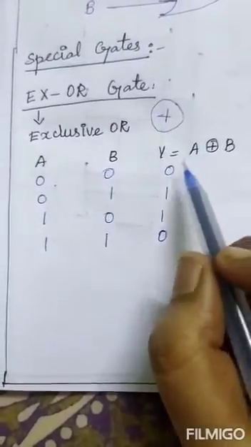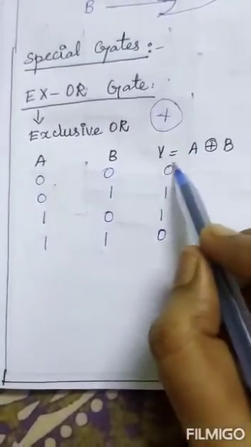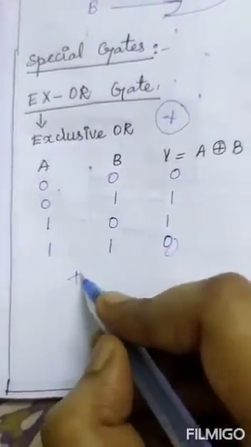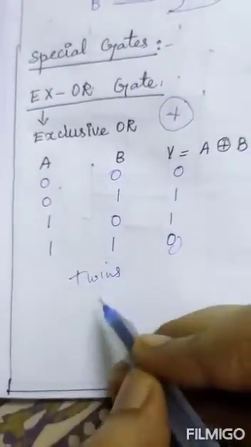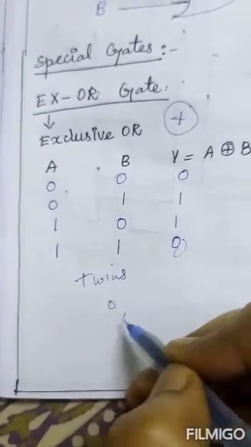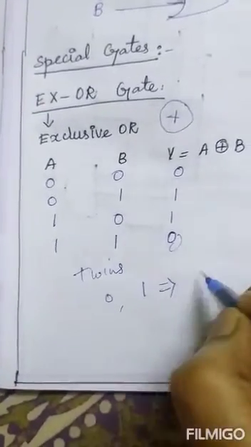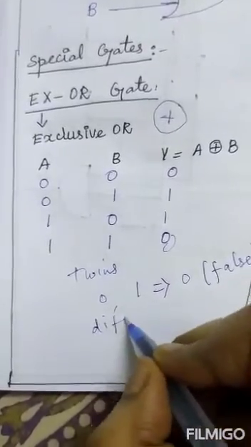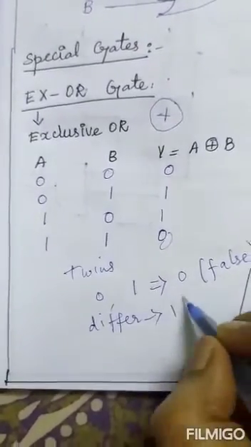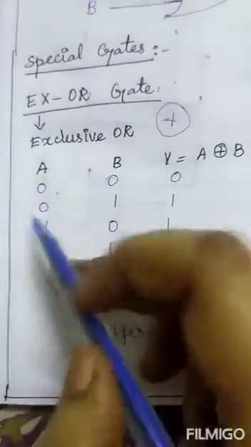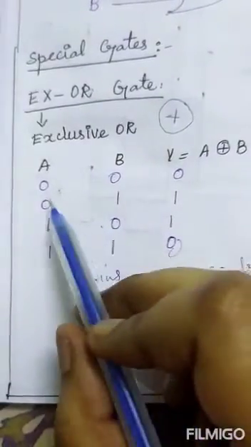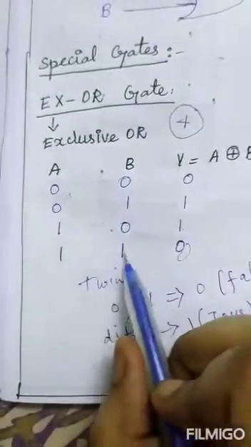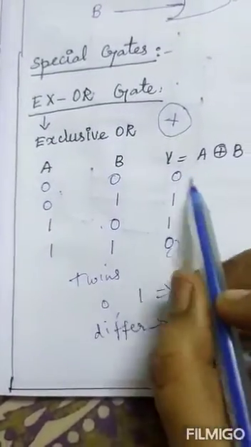In this XOR, the output will be false only when both the inputs are the same, like twins we can say. When both the inputs are the same, 0 or 1, the output will be 0, false. If any one of them differs, the output will be 1, true. Here the input differs, so the output is true. Here both the inputs are the same, so the output is 0, false.